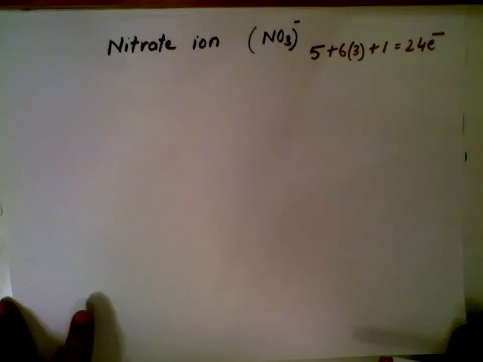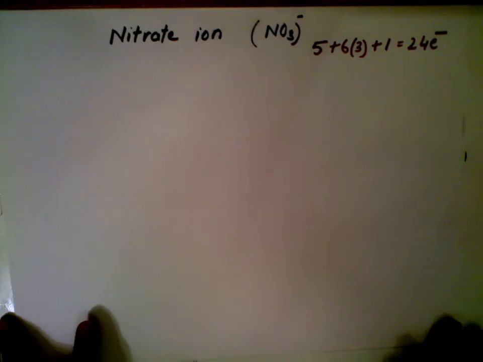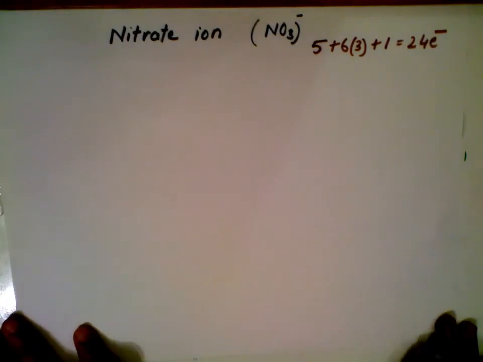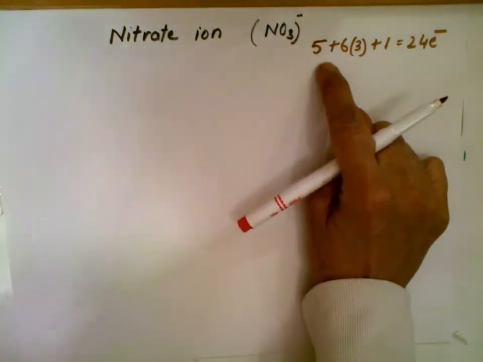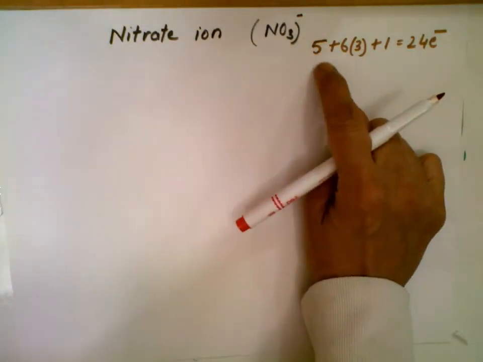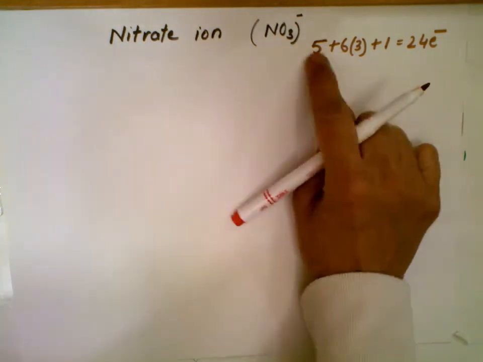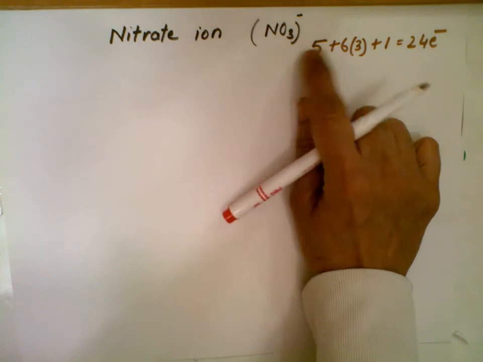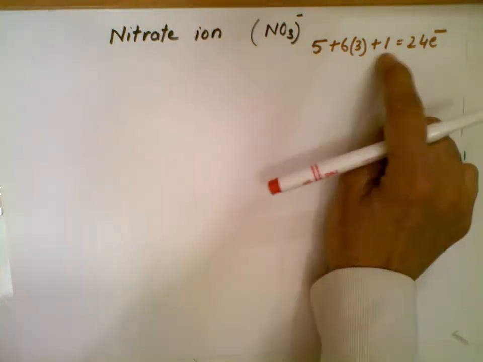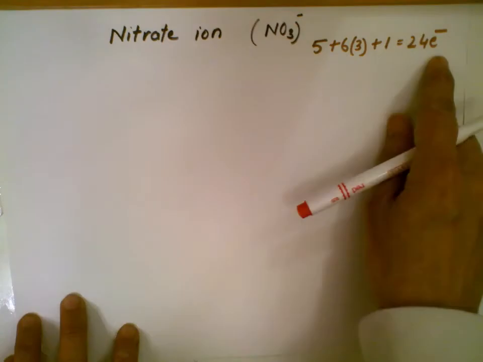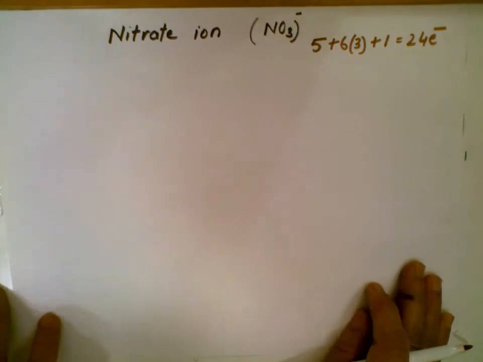This example is not bad. It's a good example. Nitrate, it's a little different, and it's a good example. So again, we have to write the total number of valence electrons, 5 coming from nitrogen, 6 coming from each oxygen, 3 is the number of oxygen atoms, 1 is coming from the negative charge. So total number of electrons is 24.